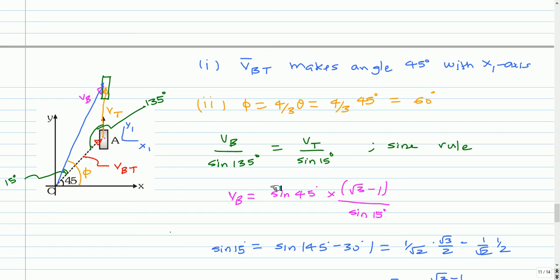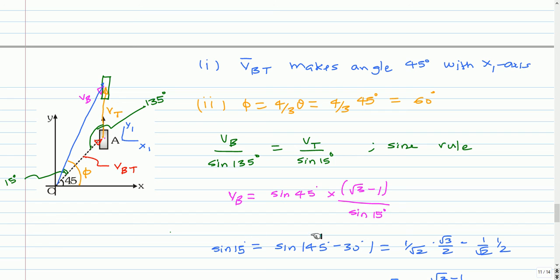Second part of the question: if phi is 4/3 of theta, that is, theta is given as 45 degrees, so phi is 60 degrees. Then in this triangle, if you apply the sine rule, VB by sine 135, this angle is 45, so this angle is also 45. So this angle is 180 minus 45, that is 135. So VB by sine 135 is equal to VT by sine 15. This is by sine rule.